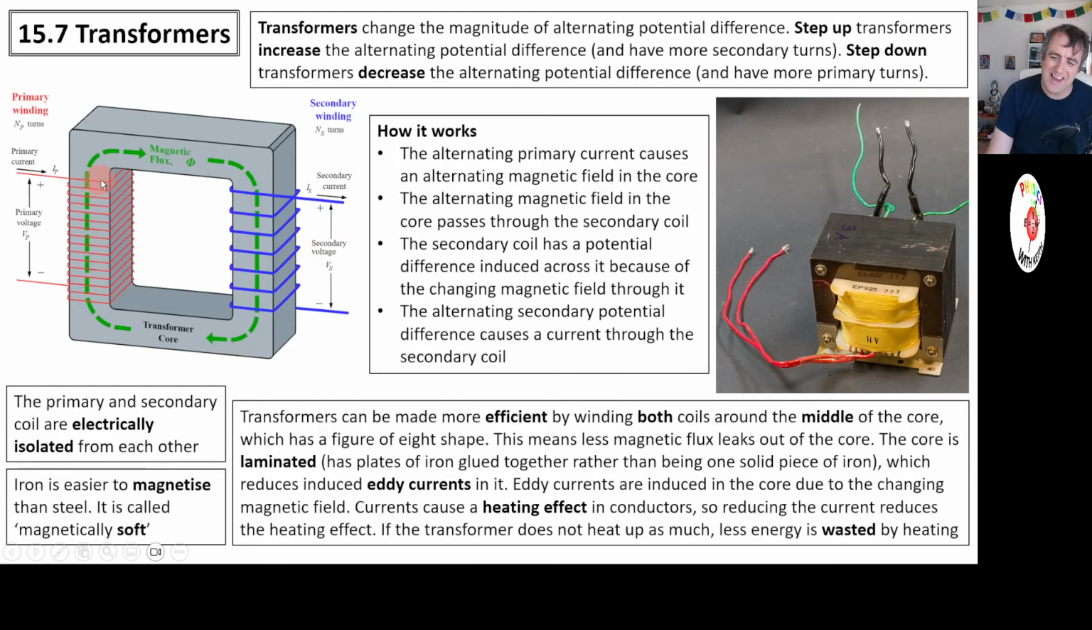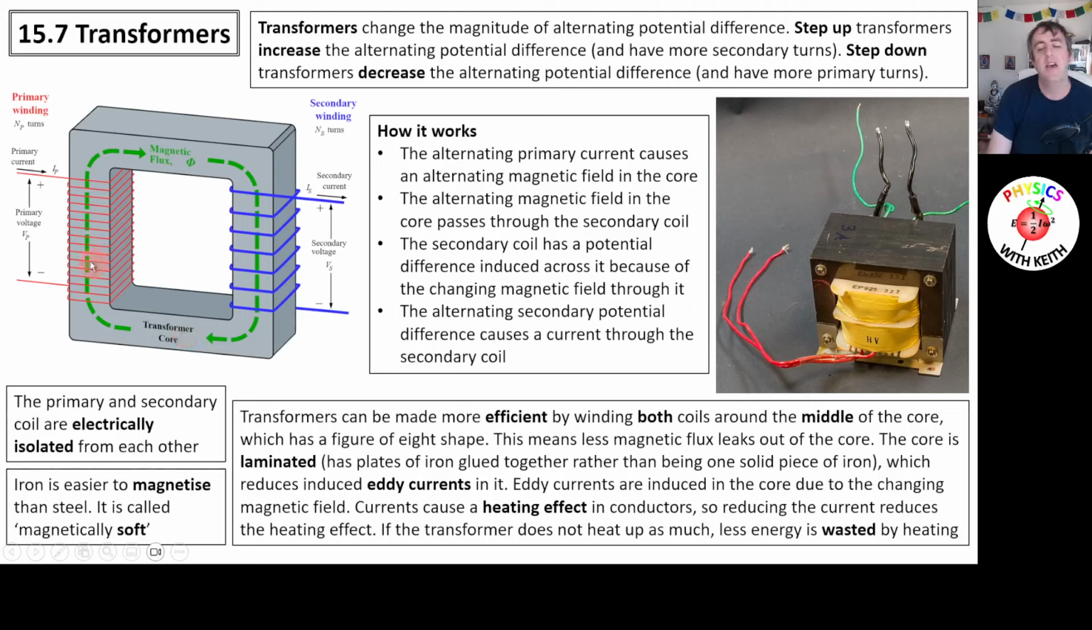Now, there's no electrical connection between the wires on the primary side and the wires on the secondary side. No connection at all. The magnetic field around the core is changing. The secondary coil, therefore, has a changing magnetic field passing through it, changing in strength, but also changing in direction. And so there will be an induced potential difference across the secondary side. We've already talked about that in the previous part of this video.